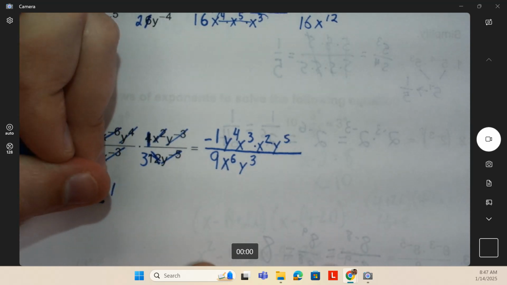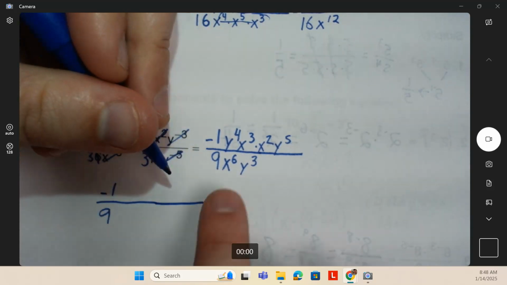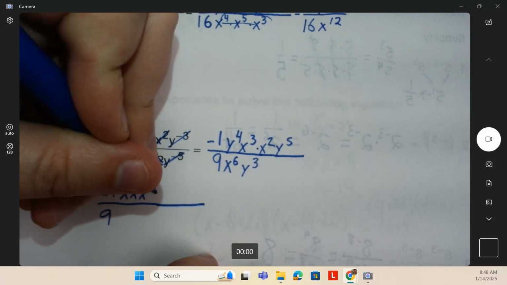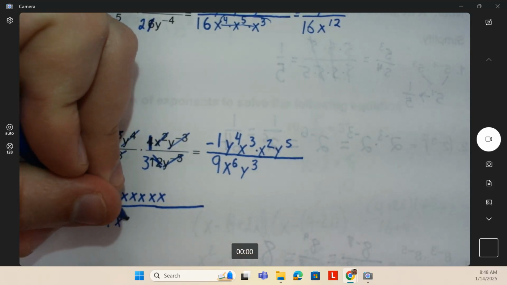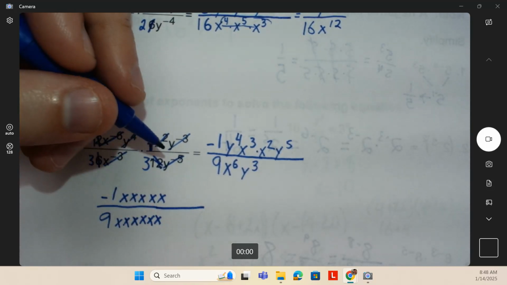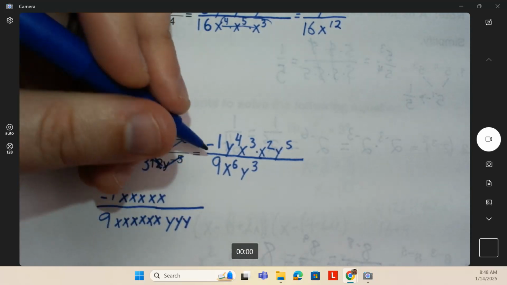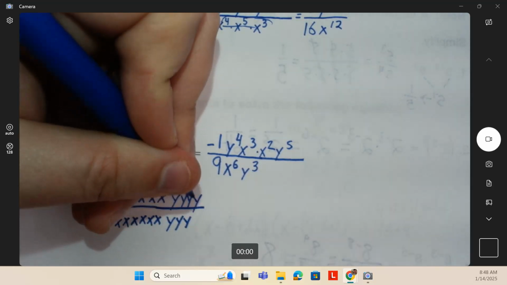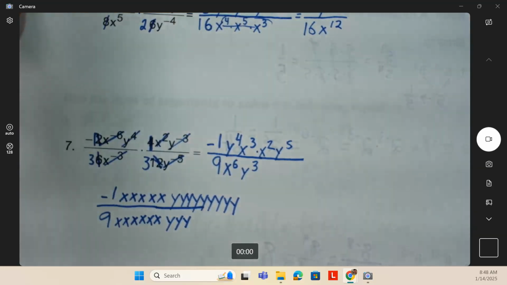So negative 1 over 9. And I've got, let's do my x's first. I've got 3 up top and 2 more. And I've got 6 on the bottom. For the y's, I've got 3 y's on the bottom. Then 1, 2, 3, 4, 5, 6, 7, 8, 9.